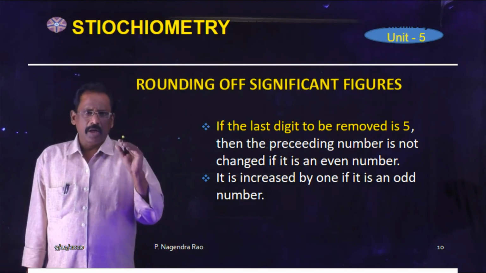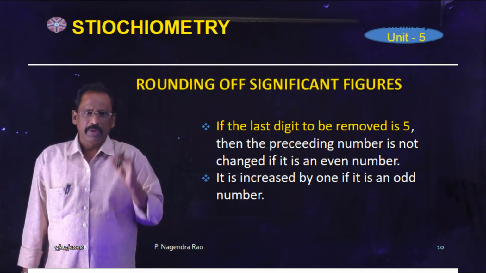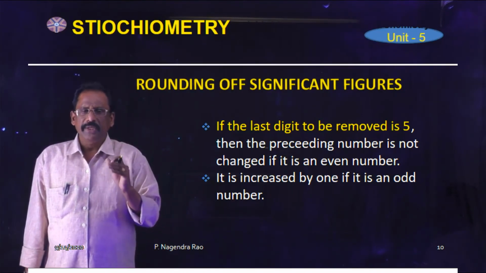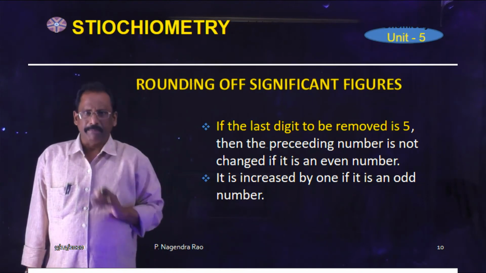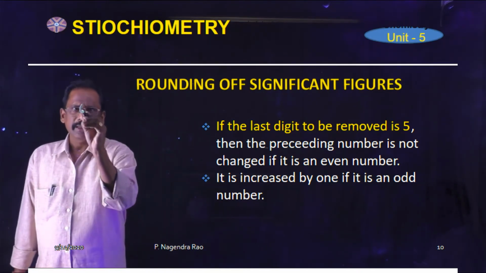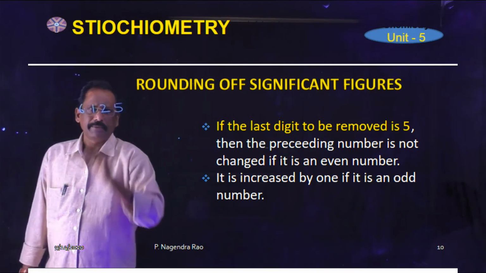If the last digit to be removed is exactly equal to 5, the preceding number is not changed if it is an even number. If it is an even number, for example, 6.125.